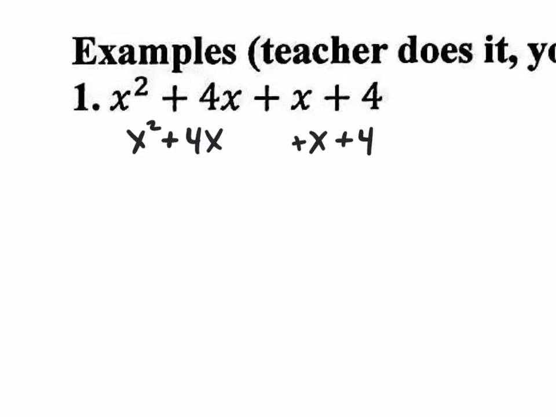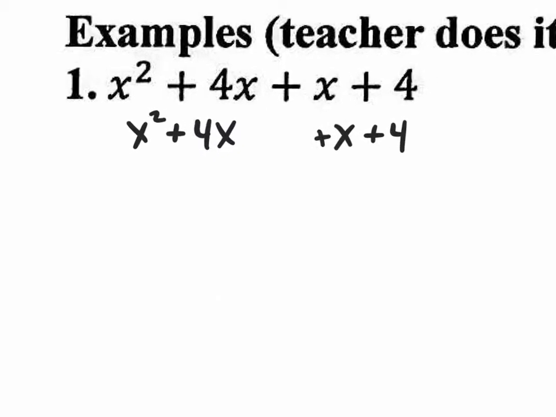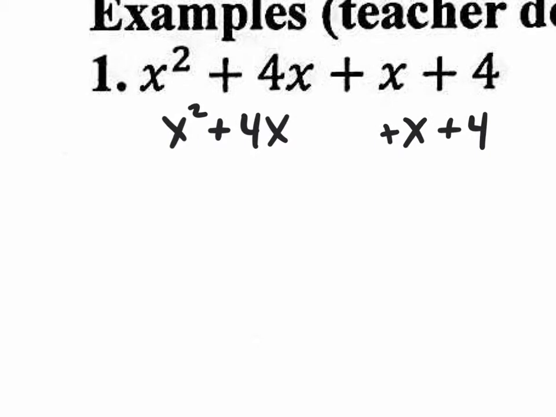So please separate it into 2 groups the way I did right there. Now, what is step 2? You have to factor something out of each group. So let's take a look at that first group. What's in common here and here? X. So let's pull out that x right there, yeah? Now, what would I have left over if I pull out an x? X plus 4. Perfect.